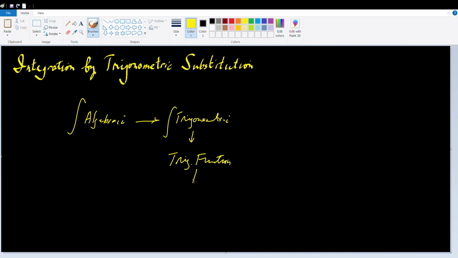And this trigonometric function is converted back into an algebraic function by using the substitution used earlier. The algebraic functions include the expressions a squared plus u squared, a squared minus u squared, and u squared minus a squared.